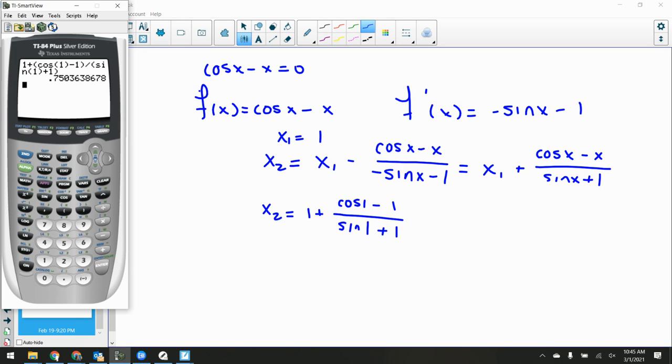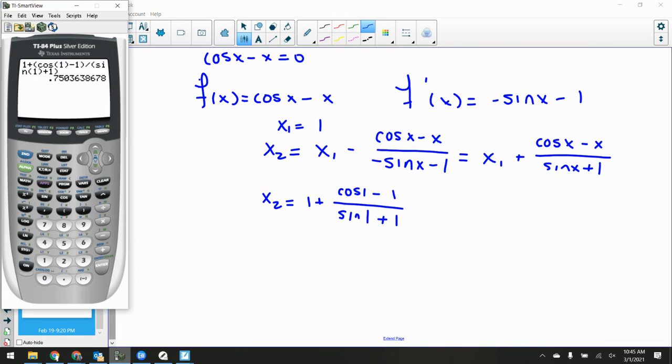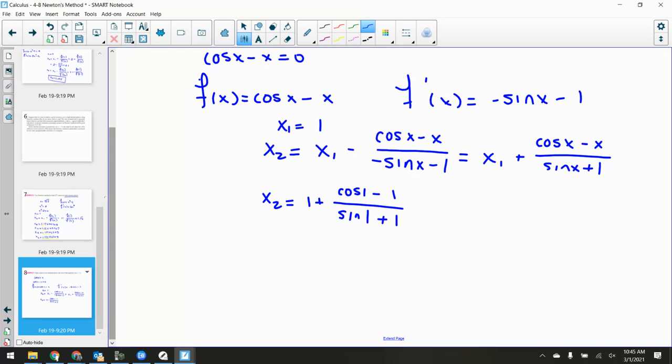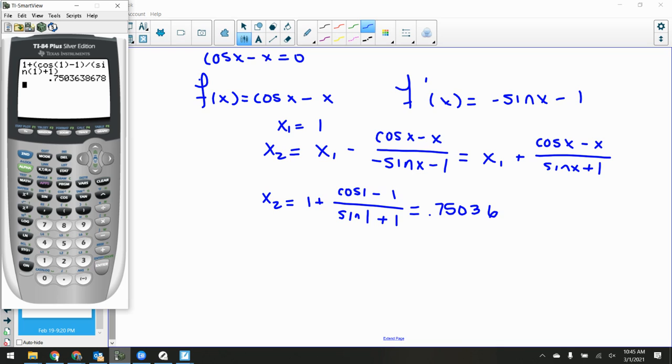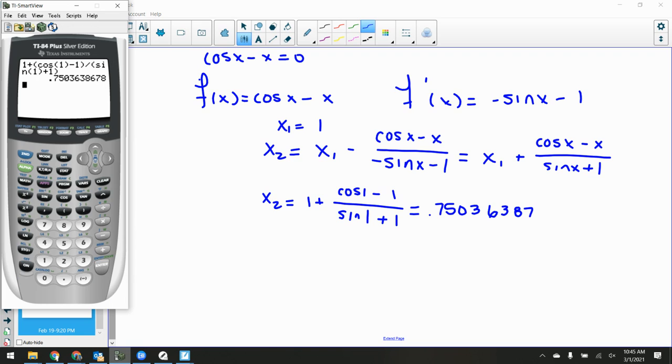Because now when I hit enter, 0.75036, okay, so I only need to go how many places? 6 decimal places. So 0.75036. Let's go to 8 so that we can see that it varies afterward. 1, 2, 3, 4, 5, 3, 8, 7. It doesn't matter at that point, out beyond where I care about. Right? Should I round it up? Yeah. It doesn't matter past 6.